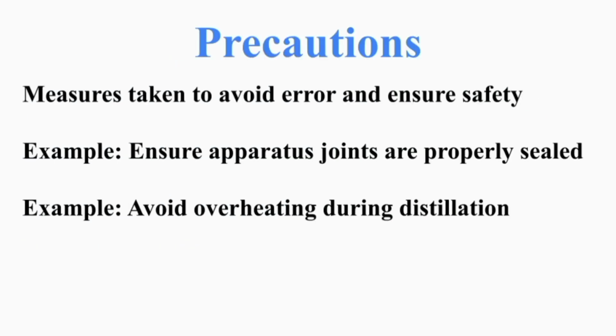Under precautions, you write measures taken to avoid error and ensure safety. For example, ensured apparatus joints are properly sealed, avoid overheating during distillation.